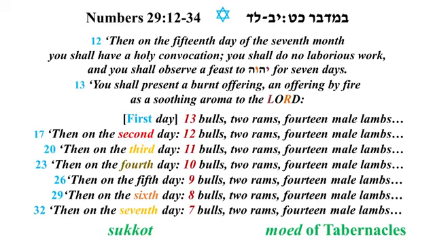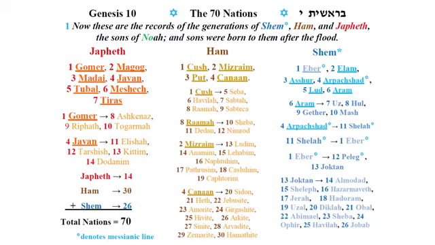Notice that during these 7 days of rejoicing, you are sacrificing a total of 70 bulls. Oh, there's our 70 again. And what is so important about the 70 bulls? Remember Genesis 10, the table of nations. There were 70 nations that came out of Ham, Shem, and Japheth, Noah's sons. All right? So when the Jews are celebrating and sacrificing 70 bulls, they're sacrificing these for the 70 nations.